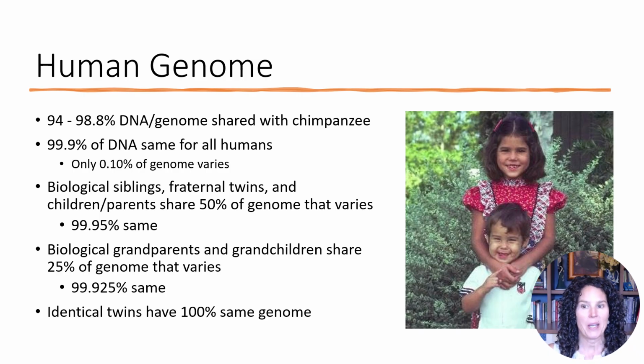So then they are 99.925% the same. And identical twins have 100% of the same genome. And we're going to talk more about how they can vary epigenetically.